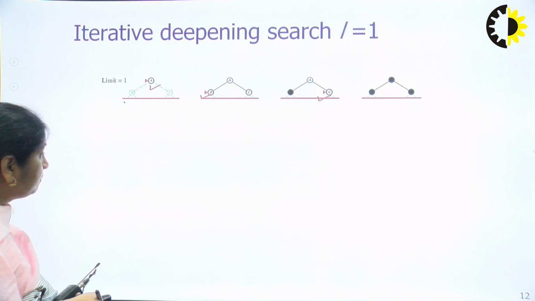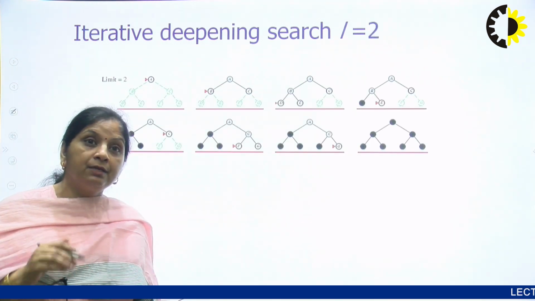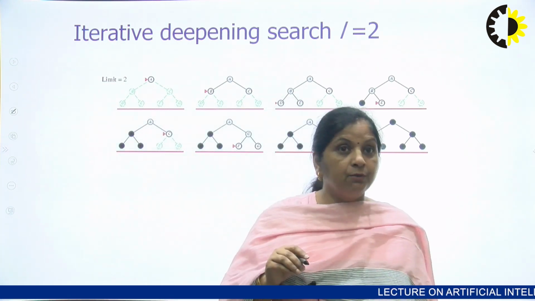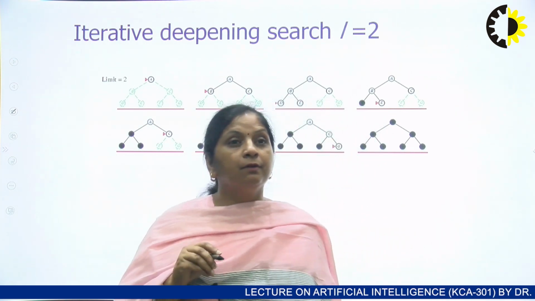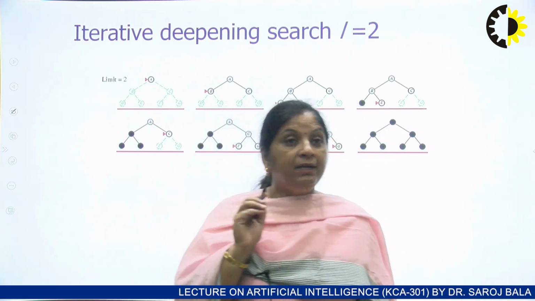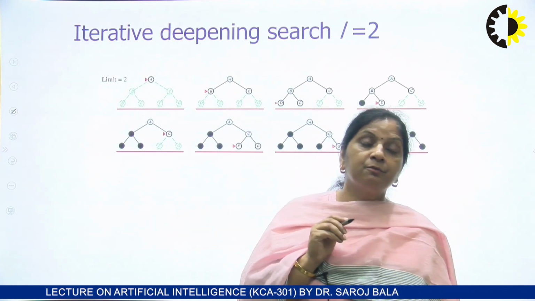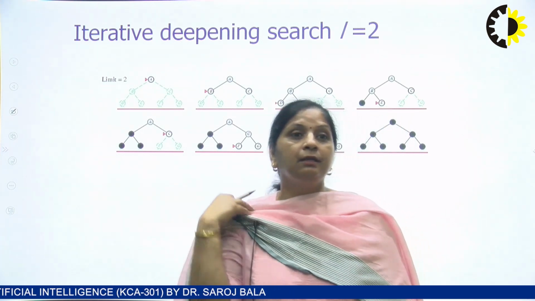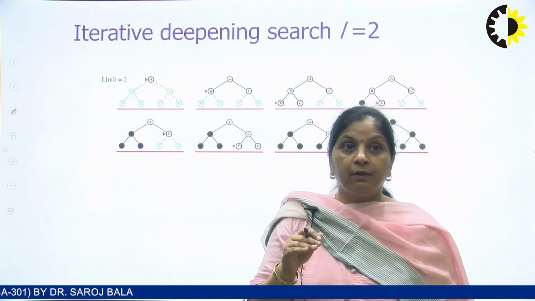Now we increase the limit to what we want. We want the nearest node, the shallowest node, like BFS. Okay. But actually what do we want? We want the space complexity like DFS, because that takes linear space. That takes linear space. Okay.